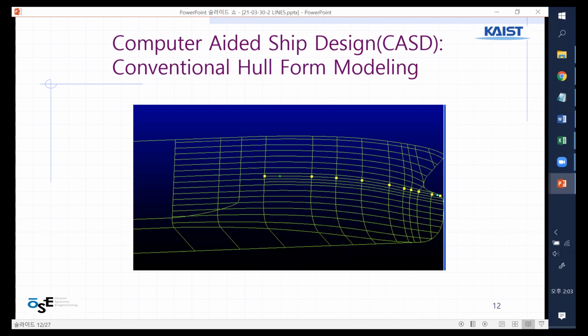Okay, there is computer software called computer-aided ship design. They use a computer to draw or design conventional hull form modeling. Conventional means it is not fancy, right? And I brought you through ICAS, the conference. They discuss presentation of such KAIST software in that conference.